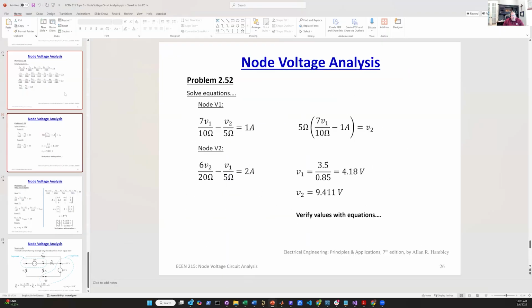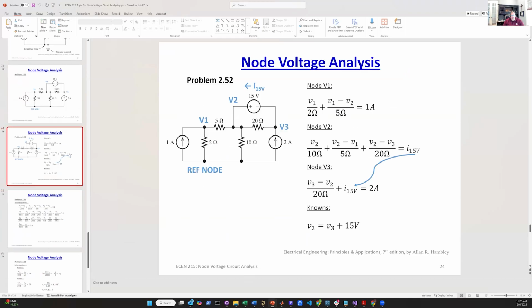In the node voltage analysis, when you were solving for node V2, why was the term V2 minus V3 instead of V3 minus V2 over the resistance? Okay, let me put that back up here. On this particular problem, why was it V2 minus V3? Just the sign. Yeah, that's a good question.